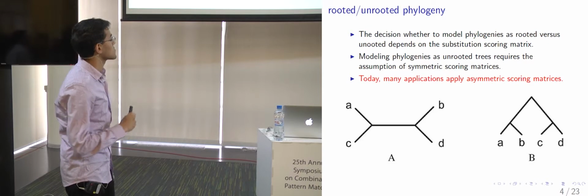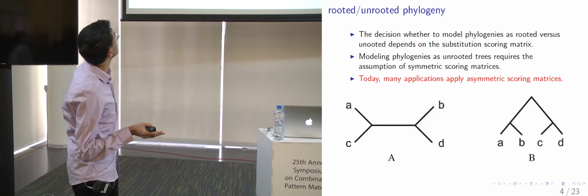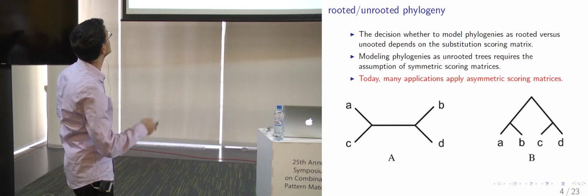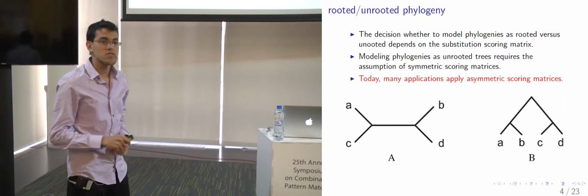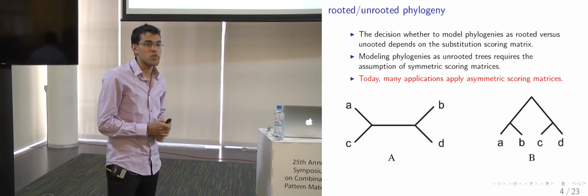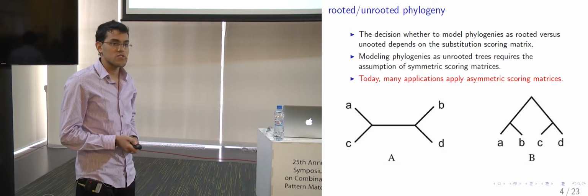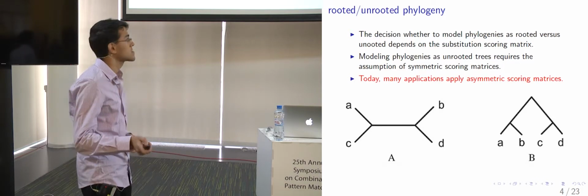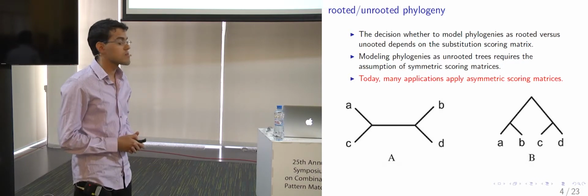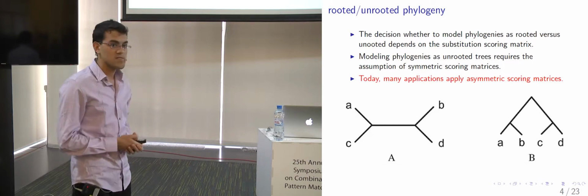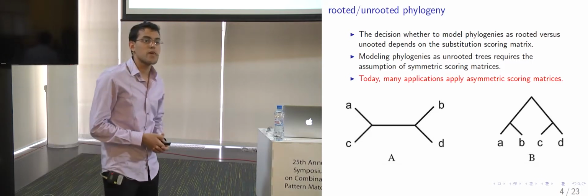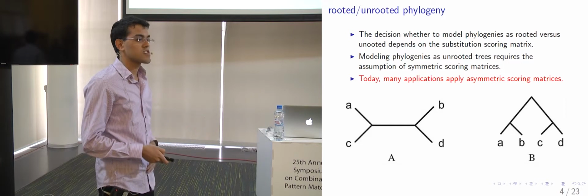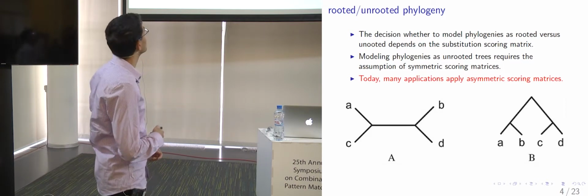Rooted phylogenies. So what is the difference between rooted and unrooted phylogeny? This is an example of an unrooted phylogeny and a rooted phylogeny. The decision whether to model phylogenies as rooted versus unrooted depends on the substitution scoring matrix. In order to model phylogenies as unrooted topologies, you need the assumption of symmetric scoring matrices. If the matrix is asymmetric, you must model with rooted phylogenies. Today, many applications assume asymmetric scoring matrices, which motivates the use of algorithms for reconstruction of rooted phylogenies.